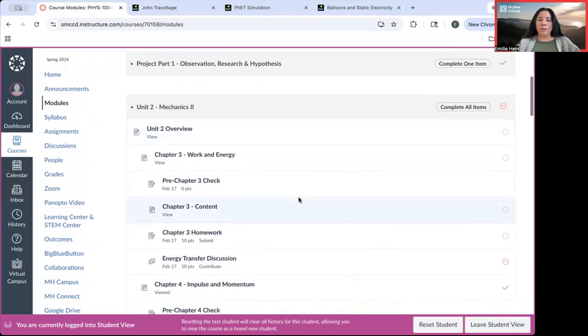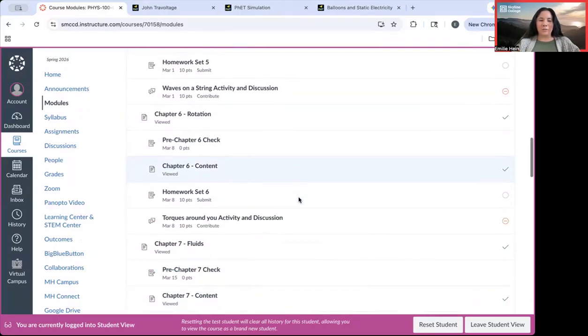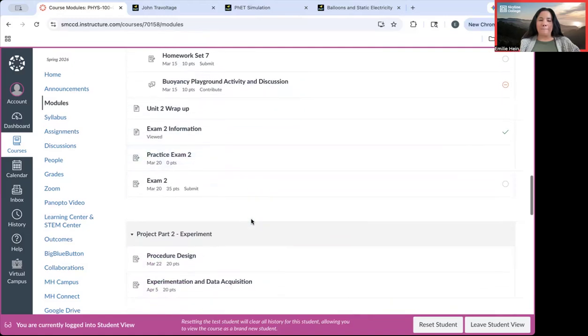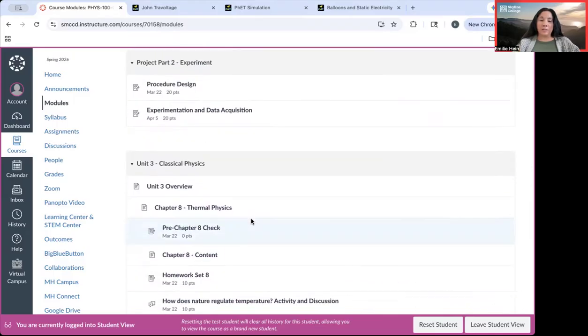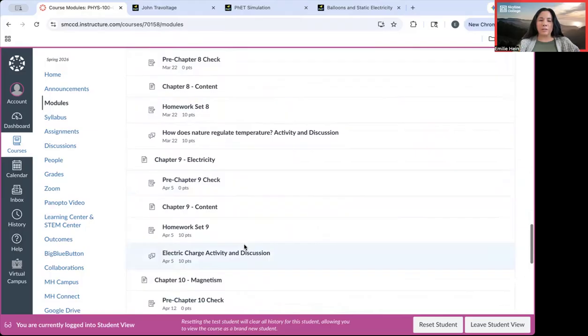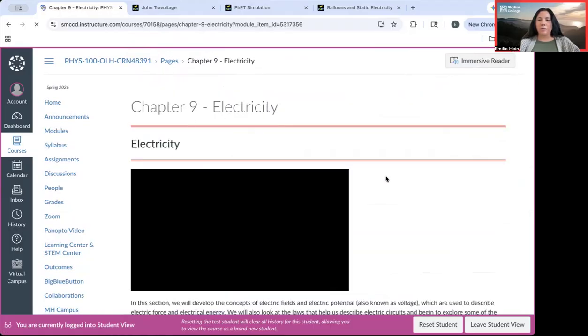So we're on, it's showing unit 2 right now, but as you know, we just had our second exam for unit 2, and we are continuing with our unit 3. So we have thermophysics that's due tonight, and we're going into electricity. You can see that everything is organized just like any other chapter, but we're going to take a quick look to see what we're talking about.